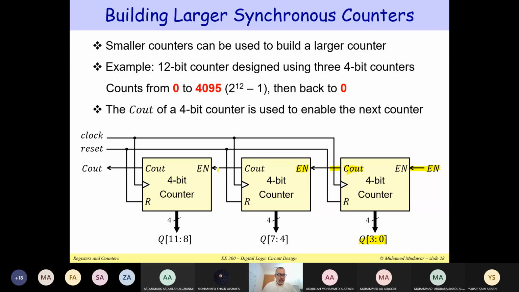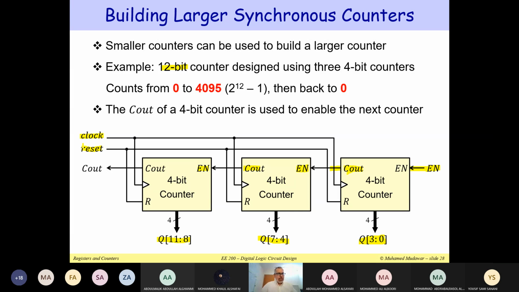The same thing here: you enable it once. Use the C out to connect to the next enable and so on. You start cascading these 4-bit counters to produce a large counter. So this is a 12-bit counter. You take the 4-bit outputs, and therefore you can produce a 12-bit output. This 12-bit counter is implemented using three 4-bit counters. You take the C out and connect it to the enable input of the next 4-bit counter and so on. Notice that the clock is connected to all of them at the same time, and you can reset all of them at the same time.